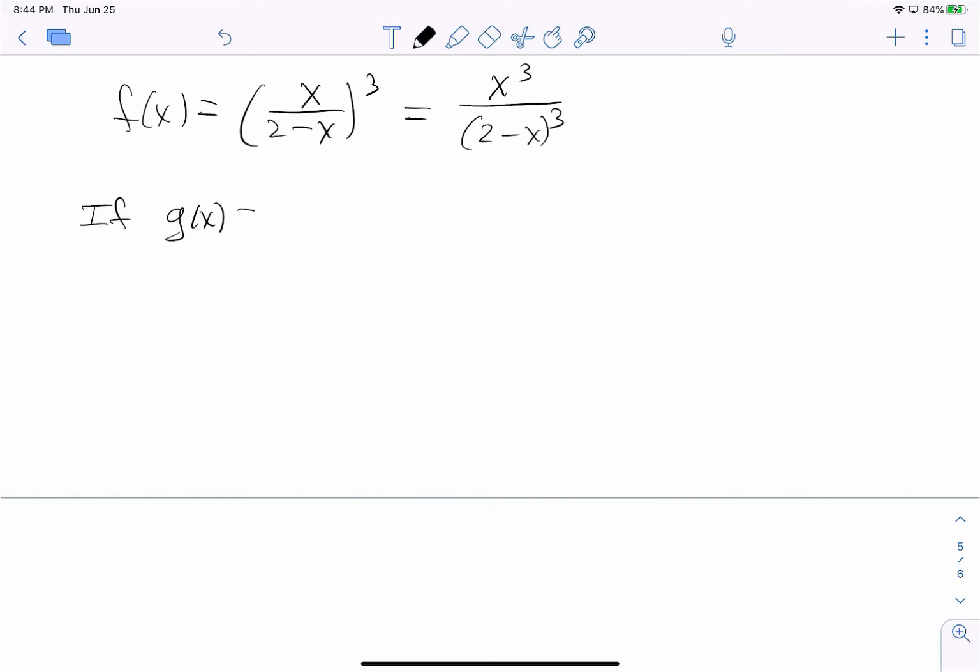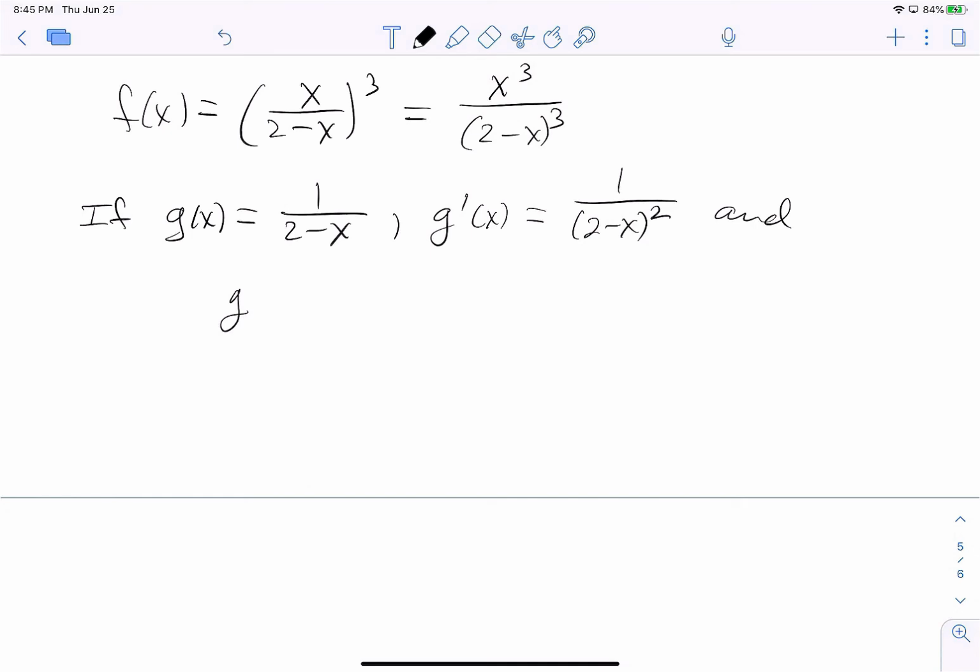If g of x is equal to 1 over 2 minus x, now that's something I can find a power series for, but it's also something that I can differentiate. For that g, we have that g prime of x is equal to 1 over the quantity of 2 minus x squared. You see, we're getting there. We have a squared down here. We need a cube. So what should we do? Probably differentiate again.